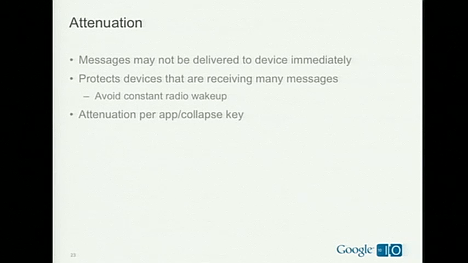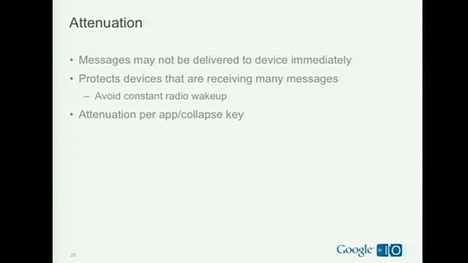The next concept we're going to talk about is attenuation. We want to make sure that data on a device is fresh, but we also want to protect a user's battery. We want to protect the radio. Whenever a cloud-to-device message is received on a device, that fires up the radio. And we want to make sure that the radio isn't constantly firing up.